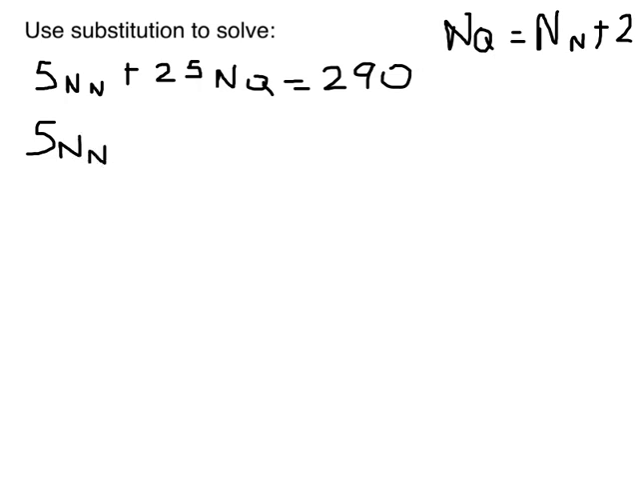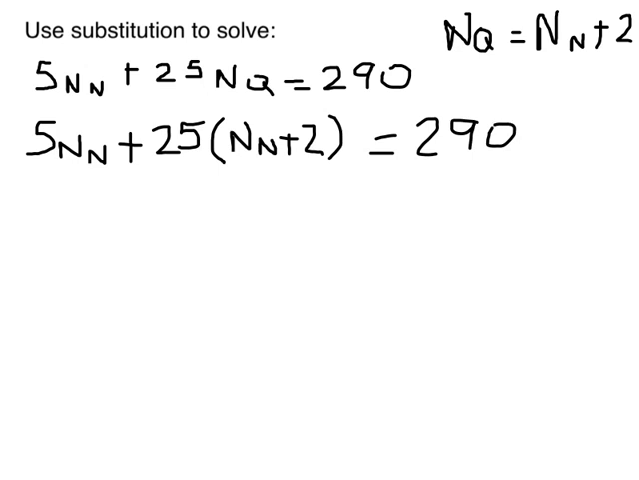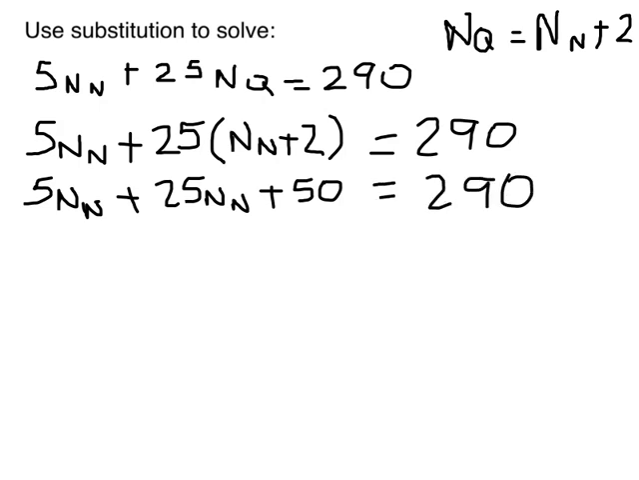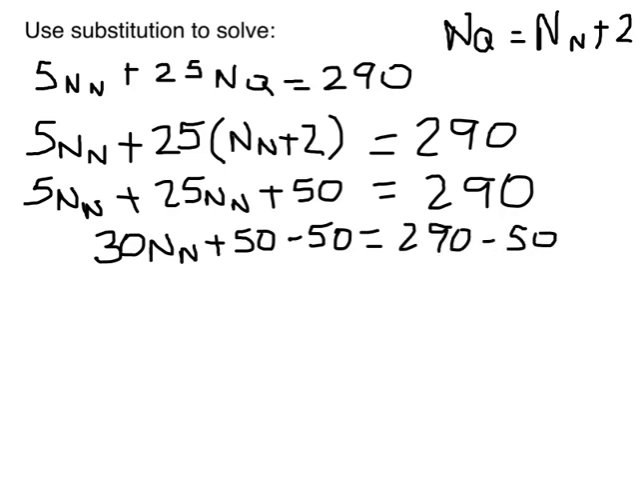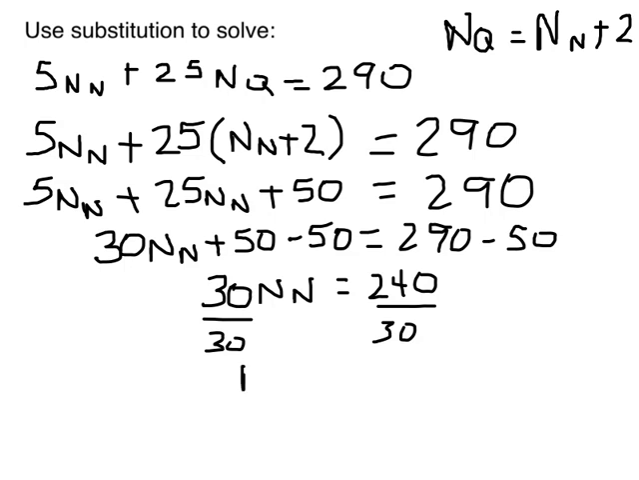5n, 5 times the number of nickels, plus 25 times n plus 2 equals 290. Now let's distribute. 5n plus 25n plus 50 equals 290. Let's add our like terms here. 25 plus 5 is 30 times the number of nickels plus 50, and then we're going to subtract 50 also, equals 290 minus 50. So now we have 30 times the number of nickels equals 240, and if I divide both sides by 30, I'm going to get the number of nickels as 8. So I've got 8 nickels.